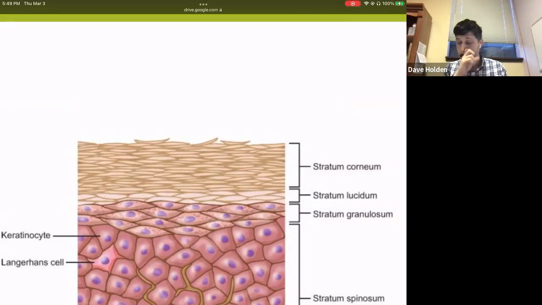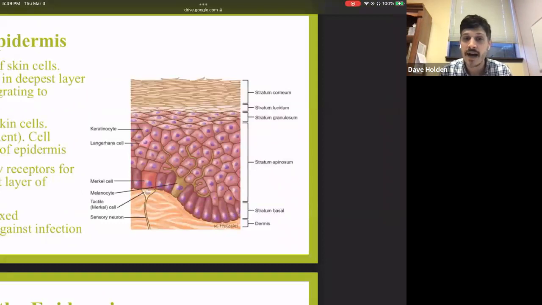Incidentally, anyone ever gotten a tattoo before? Anyone have a tattoo? The ink from the tattoo is deposited into the dermis. It goes completely through the epidermis. So just a little bit of skin geography there.